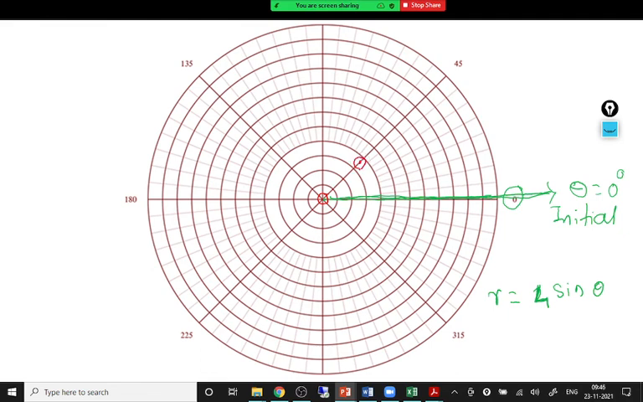So this is at angle 45 degree, at angle pi by 4. At angle pi by 4, we plot the value of r. What is r? r is 2 root 2. Suppose this is the 2 root 2 point.